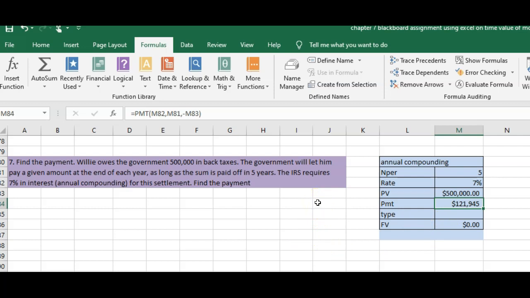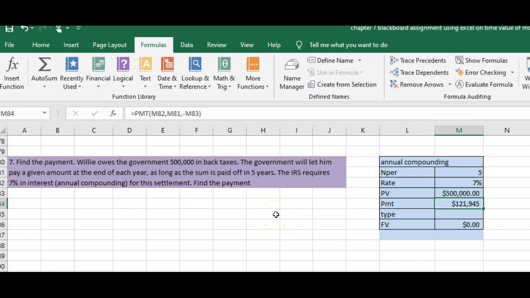So like I said, if we just took that $500,000 divided by 5, he'd only be paying $100,000 per year. But you know, there's no such thing as free loans. There's interest attached, and the IRS is going to make sure they get theirs.